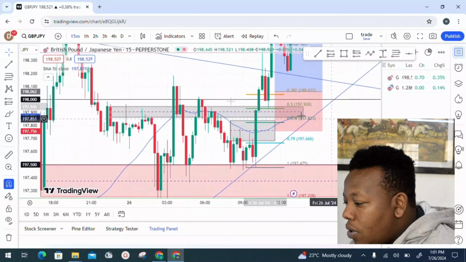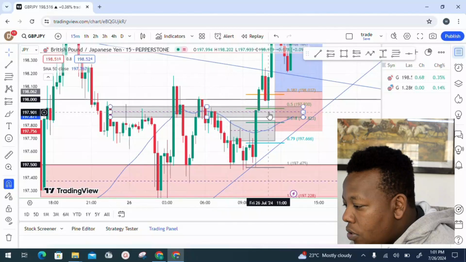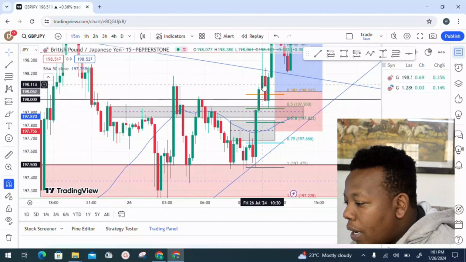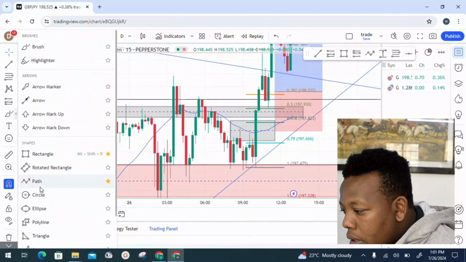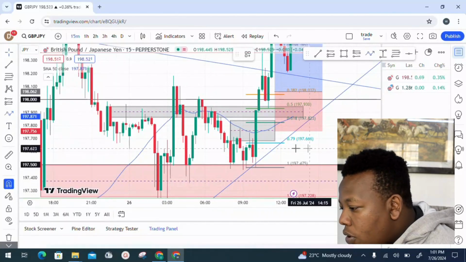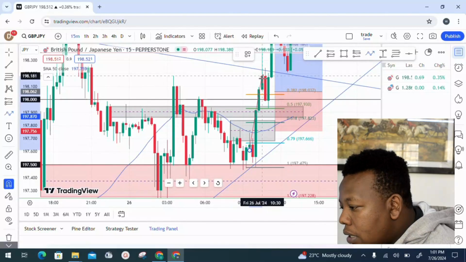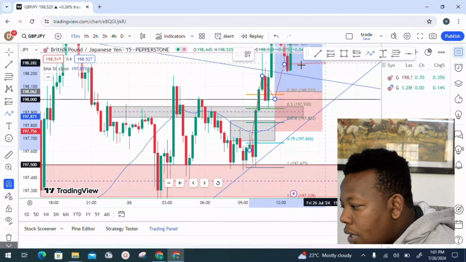I got to draw this zone right here. This is a very nice zone right there, and you can see the market got to break right here. This is exactly what the market did. The market got to break like that, got to retest, and of course got to keep going up.